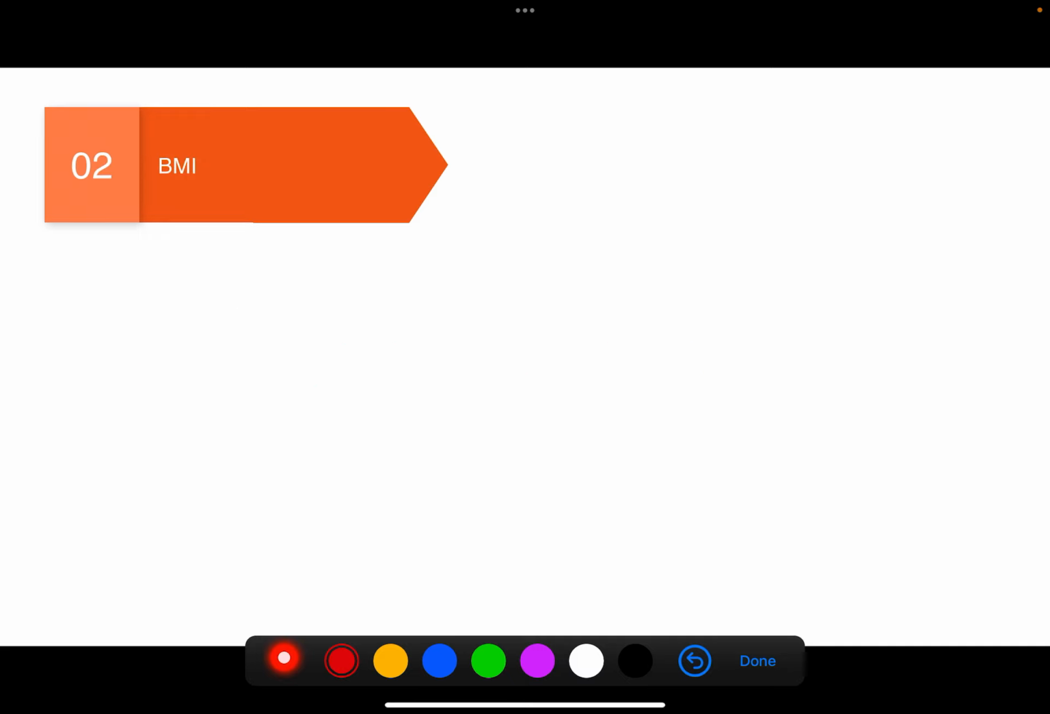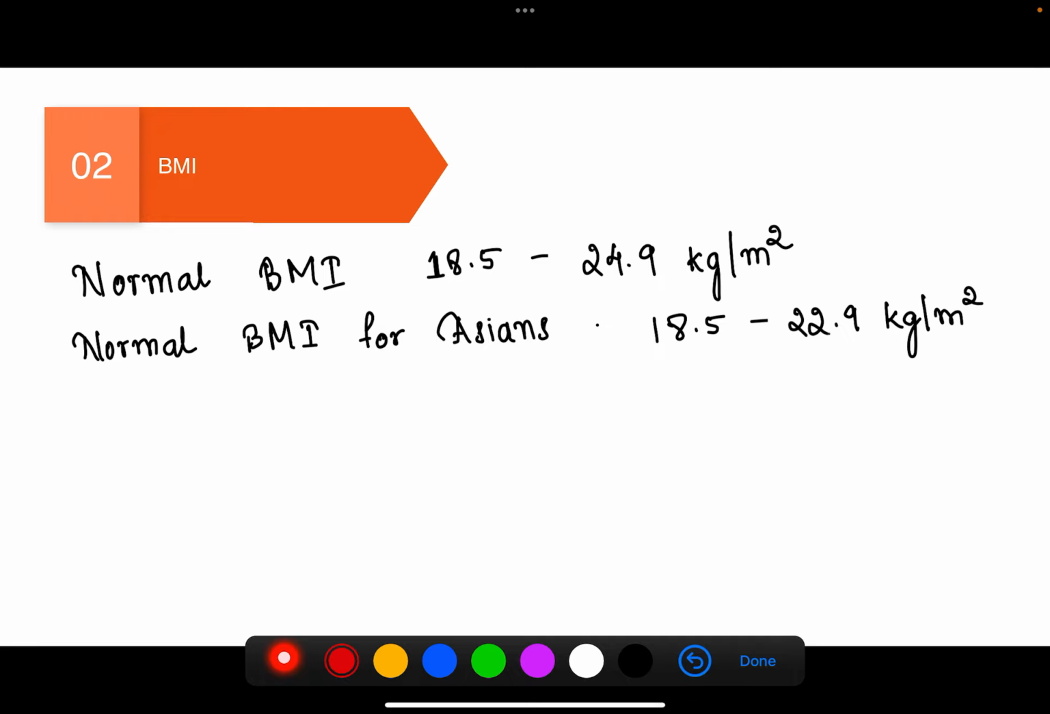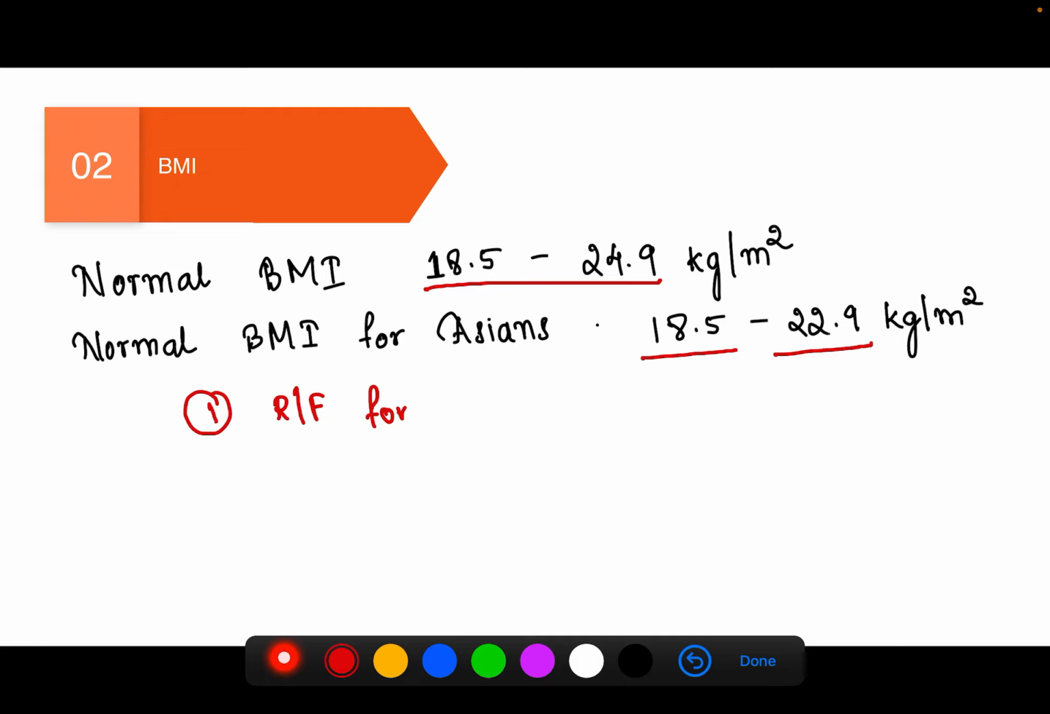Then BMI. BMI is very, very important. Normal BMI is 18.5 to 24.9, but in Asians, the higher limit is slightly towards the lower side. That is 18.5 to 22.9 kg per meter square is the normal BMI for Asians. What is the reason for checking BMI? There are two main reasons, okay? The first reason, you all know that it's an important risk factor for metabolic diseases.